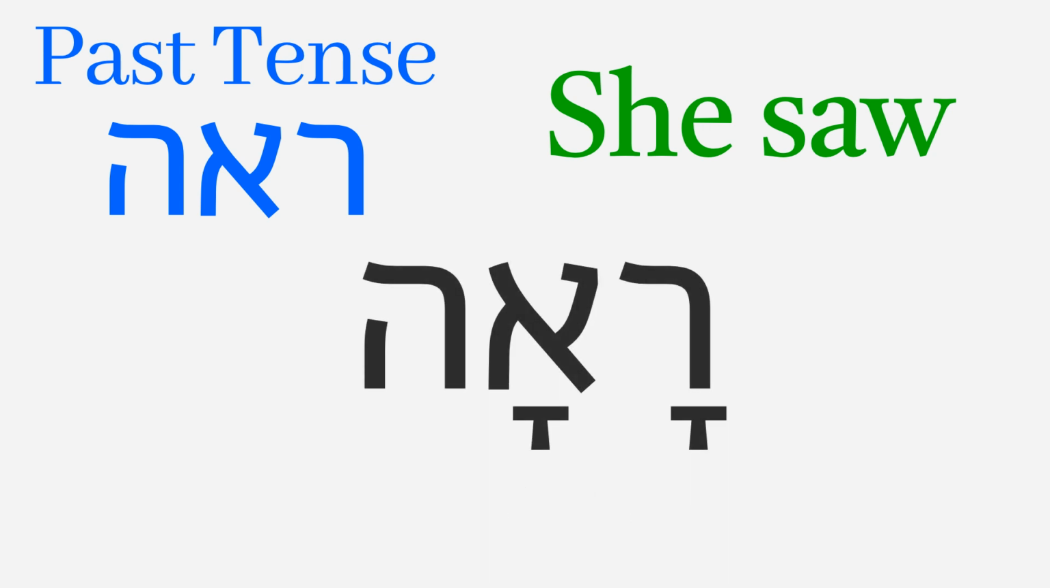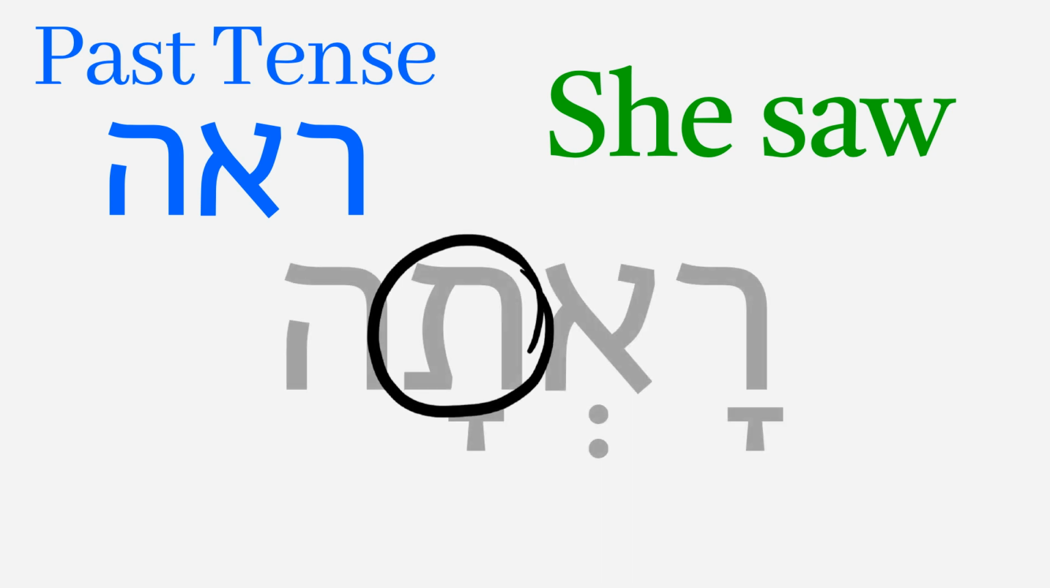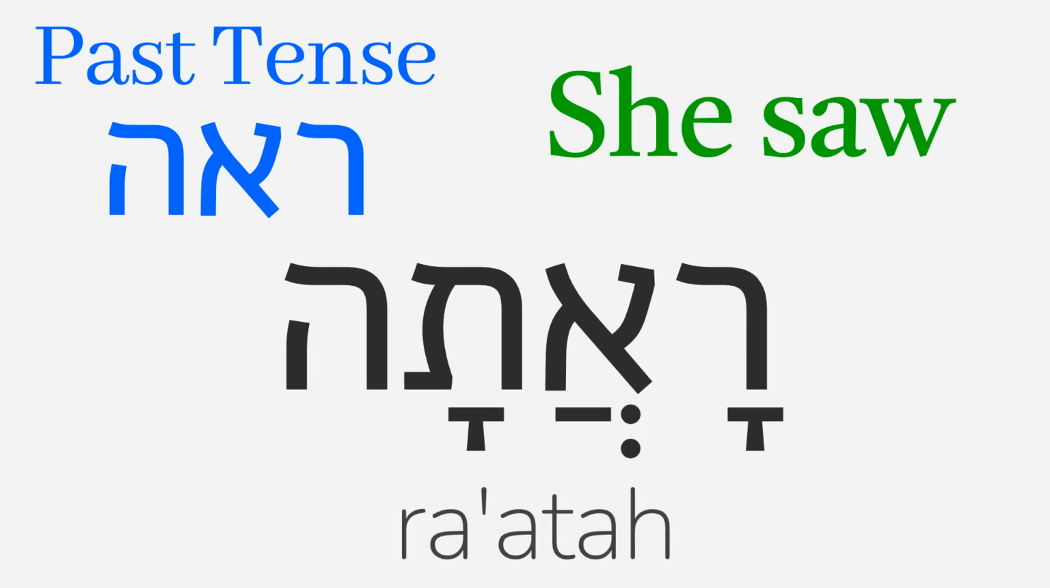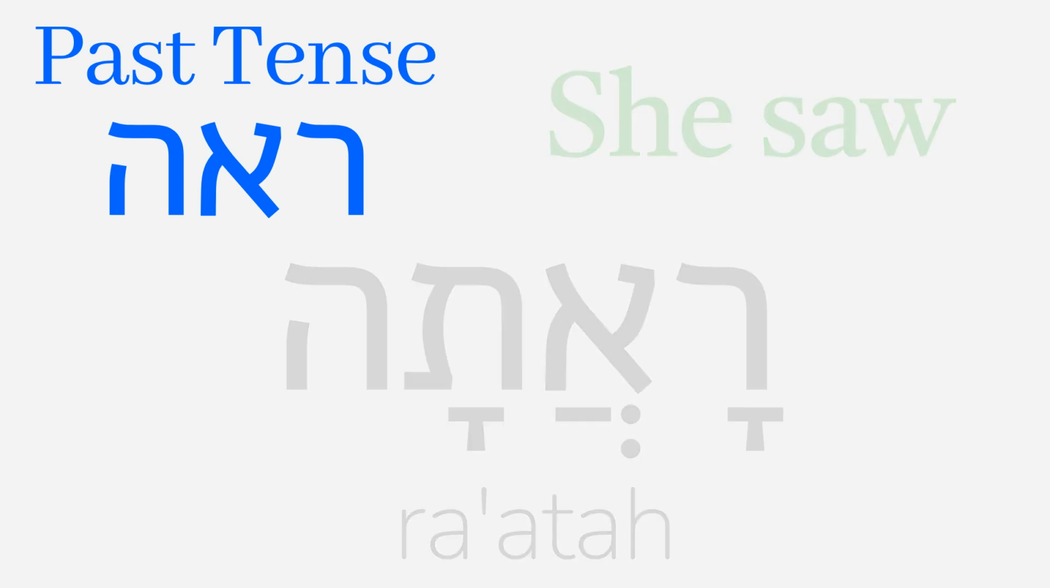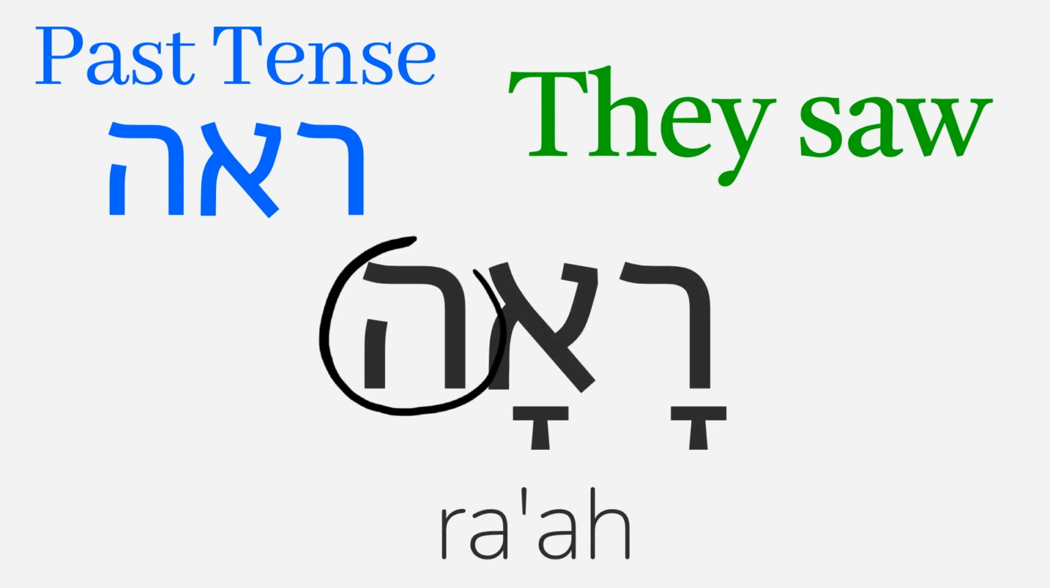If it was from a regular root, we would just shorten its second vowel to a shva and add an ah ending. But since its root ends with he, we must replace that he of the root with a tav, and since the aleph cannot take a shva, we instead put a patach shva under it. That gives us ra'ata, she saw, which has the third letter he changed to a tav, and also the shva under the second letter aleph changed to a patach shva. Ra'ata, she saw.